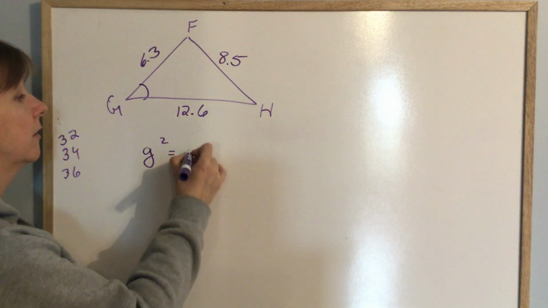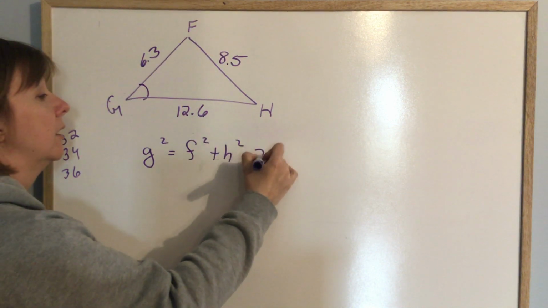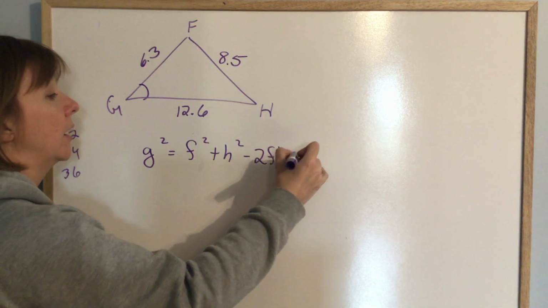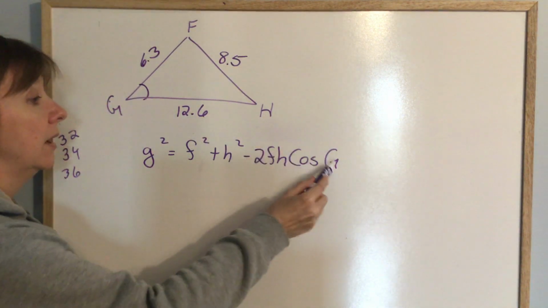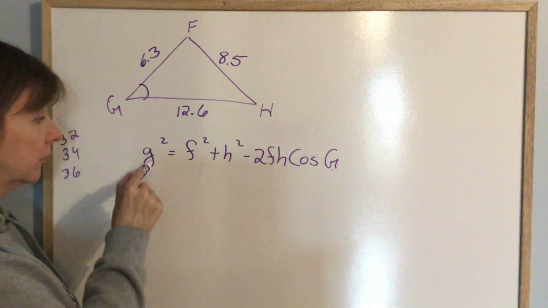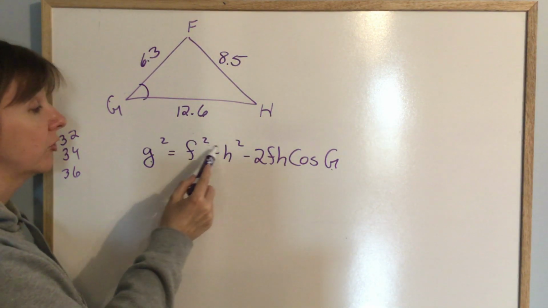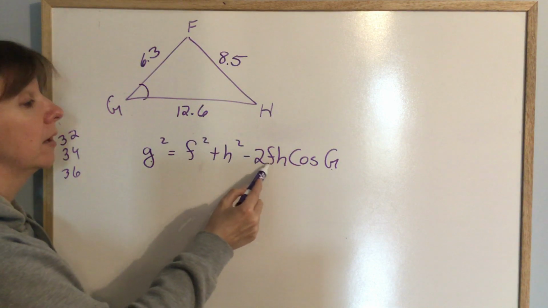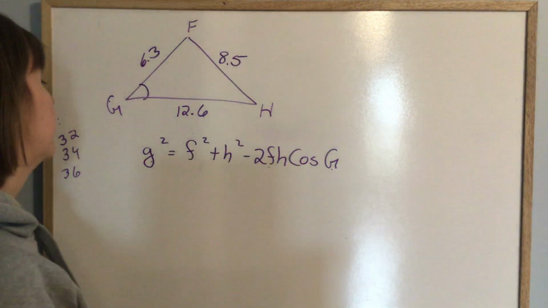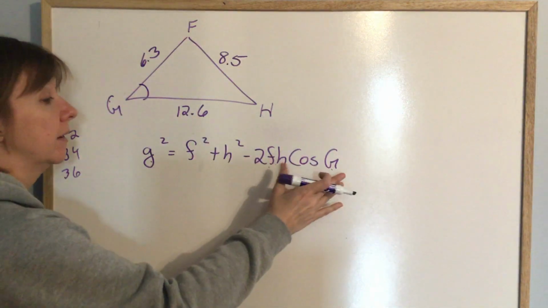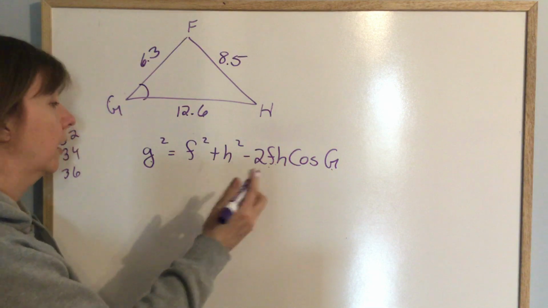G squared is equal to F squared plus H squared minus 2FH cos of G. If you're trying to figure out G, then G should be the thing isolated on this side. I could have said H squared plus F squared minus 2HF, like those don't matter. But whatever's at the beginning, that's what's at the end. It's not in the middle, okay?